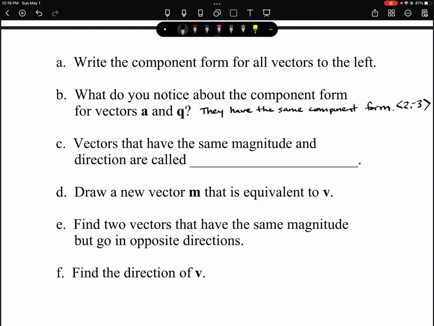And then letter C asks, vectors that have the same magnitude and direction, like A and Q, are called equivalent vectors.